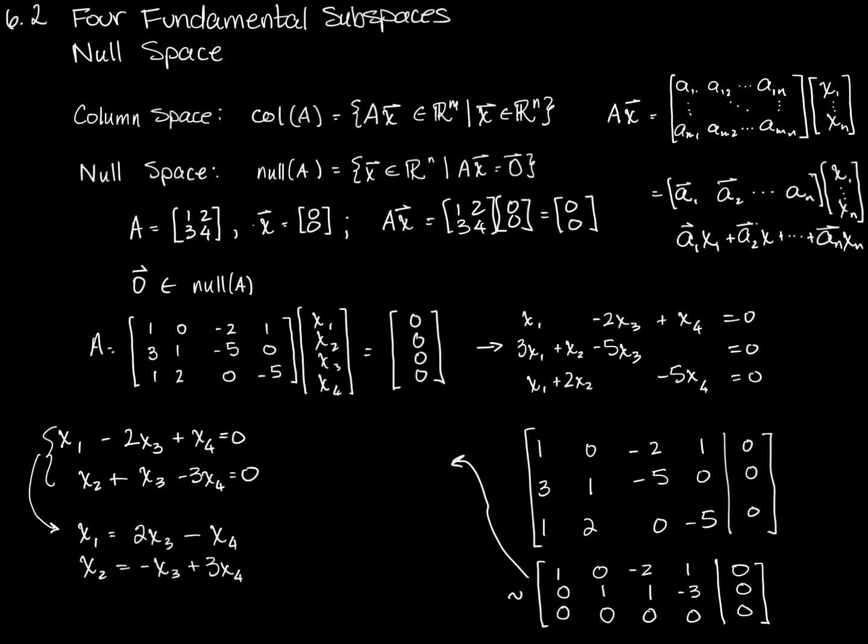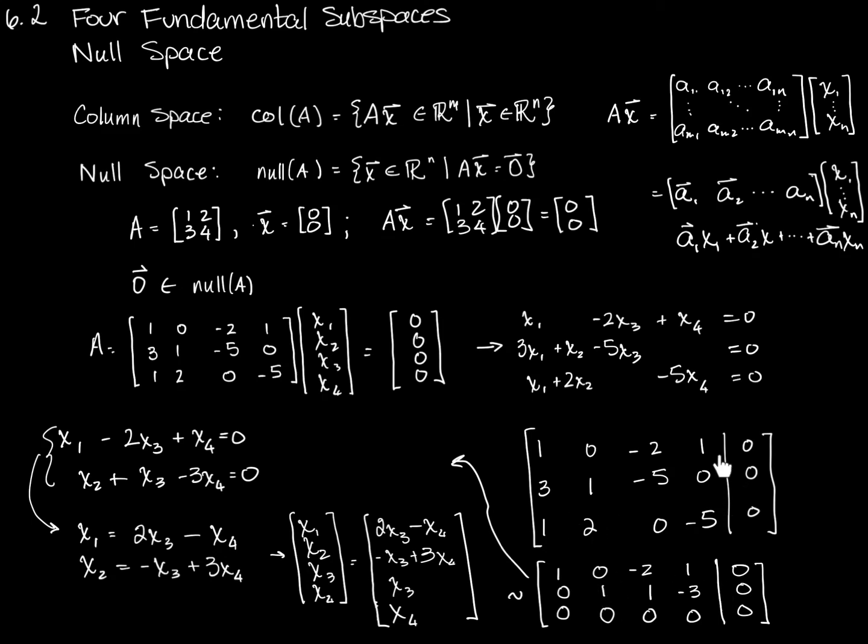So I can now write my solution matrix, which would be x1, x2, x3, x4, as x1, which I determined was 2x3 minus x4, x2, which I determined was negative x3 plus 3x4, x3, which is x3, and x4, which is x4. So the solution to this augmented matrix is the solution to this system. And that's also the solution to this matrix equation here. This is AX equals B, where B is the zero vector.